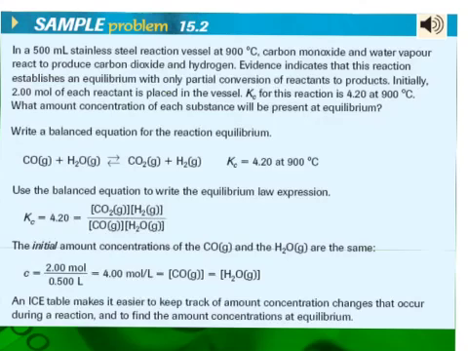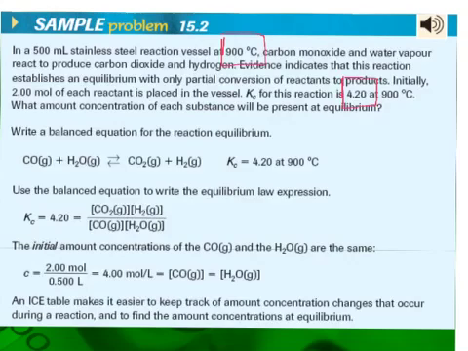In your textbook is a similar problem. However, for this question, the conditions are now at 900 degrees Celsius. And as you remember, if the temperature changes, so will the equilibrium constant. So now the equilibrium constant is 4.20.